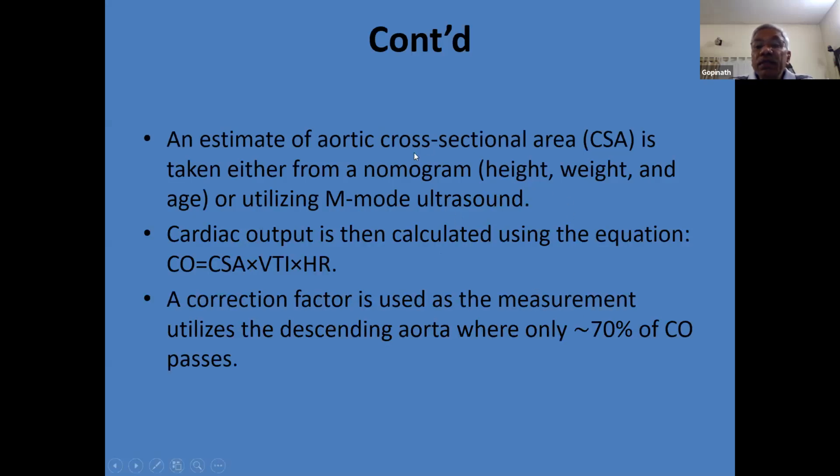The aortic cross-section can be estimated from nomograms, or when you use the ultrasound mode itself. So it is cross-sectional area times velocity time integral times heart rate.